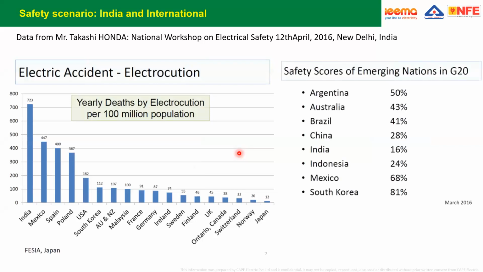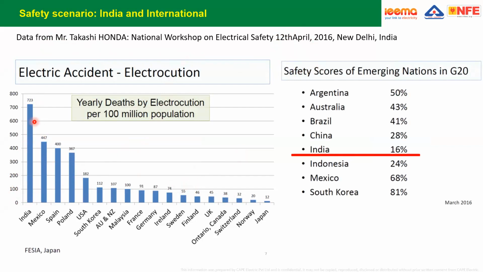In 2016, a Japanese delegation made a presentation at CEA. All of you know CEA, the Central Electricity Authority. Today we will also be talking about the new regulations, the CEA Measures Relating to Safety and Electric Supply 2023 regulation. Now, on this presentation, the study report published by Mr. Takashi Honda, on 12th April 2016.